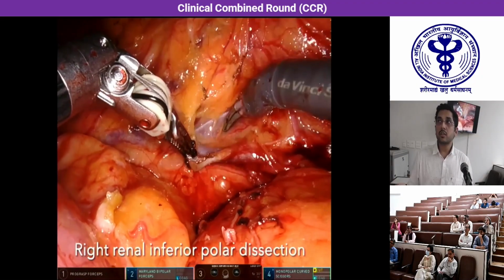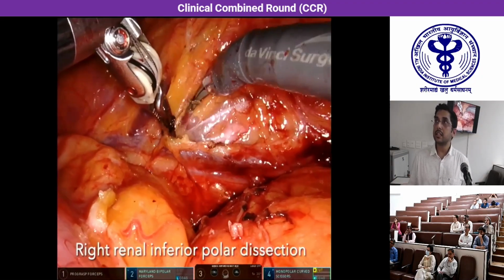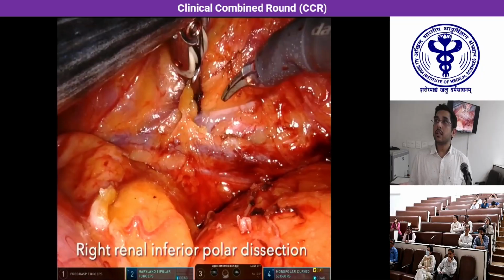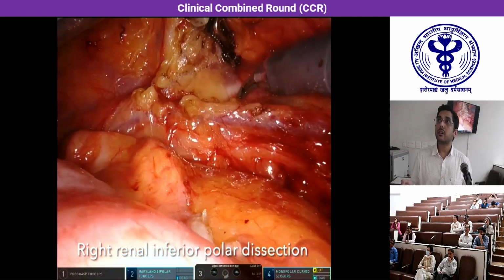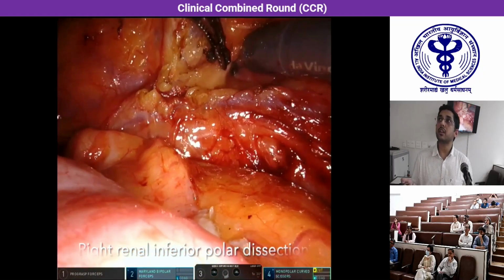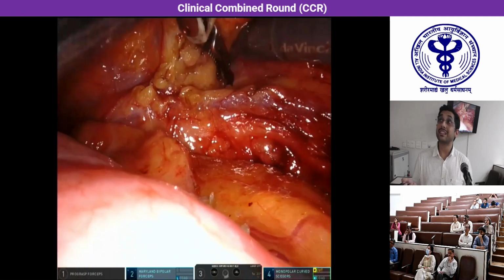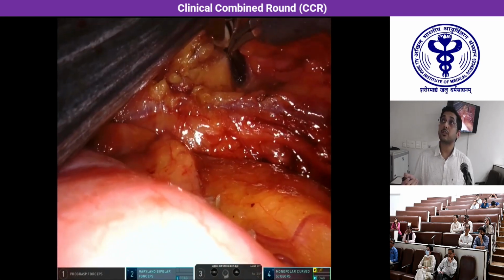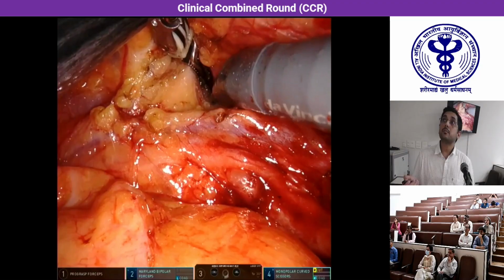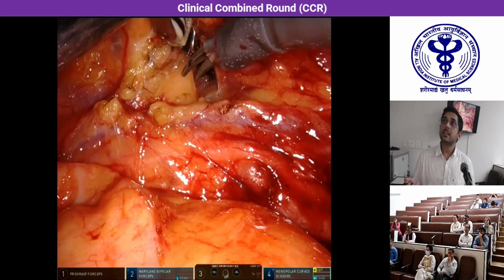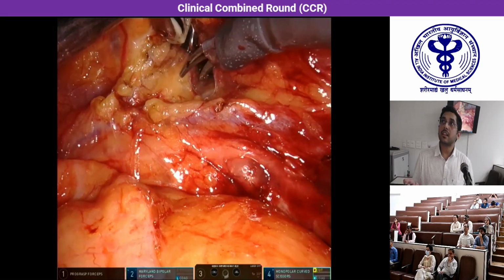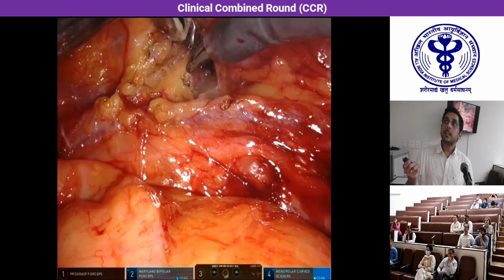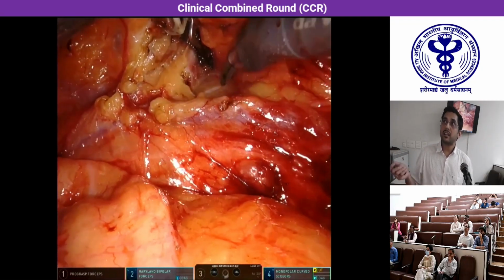and after mobilizing, we move on to the dissection of the inferior pole of the kidney. So you can see the gonadal vein and the ureter. We have to create a plane between the ureter and the psoas muscle underneath. You can see the ureter is being retracted and pushed superiorly, and a plane is being created between the psoas and the ureter to lift up the kidney and approach the hilar structures.